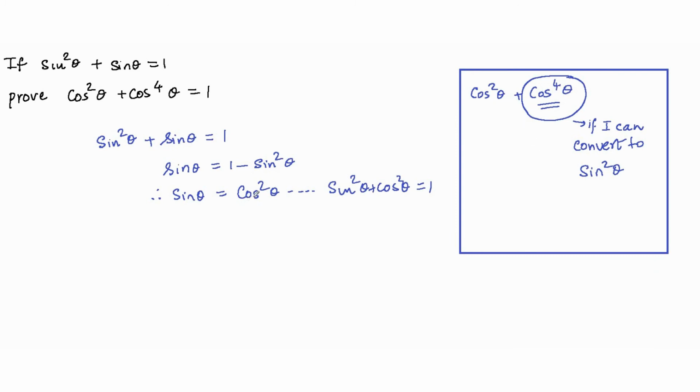I need cos raised to 4, isn't it? I can easily get a cos raised to 4 if I square both sides. So squaring both sides, I can say that sine square theta is equal to cos raised to 4 theta.